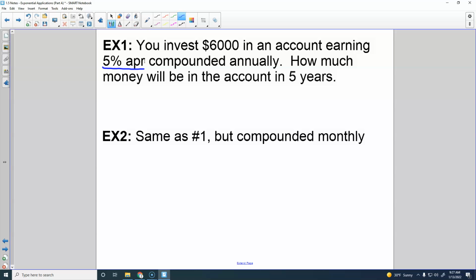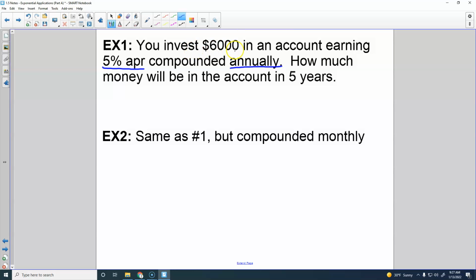If you are looking at a worksheet that I have done and it doesn't say APR behind it, just go ahead and assume I meant APR, because I probably did. Unless I say something different. I probably meant APR and forgot to put it there. So if I have an annual percentage rate of 5 and I'm compounding annually, then I do not have to do anything special for this problem, right?